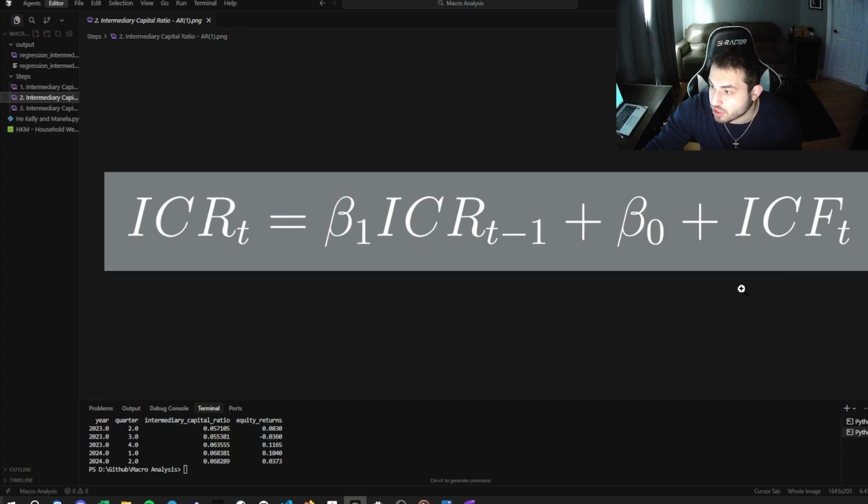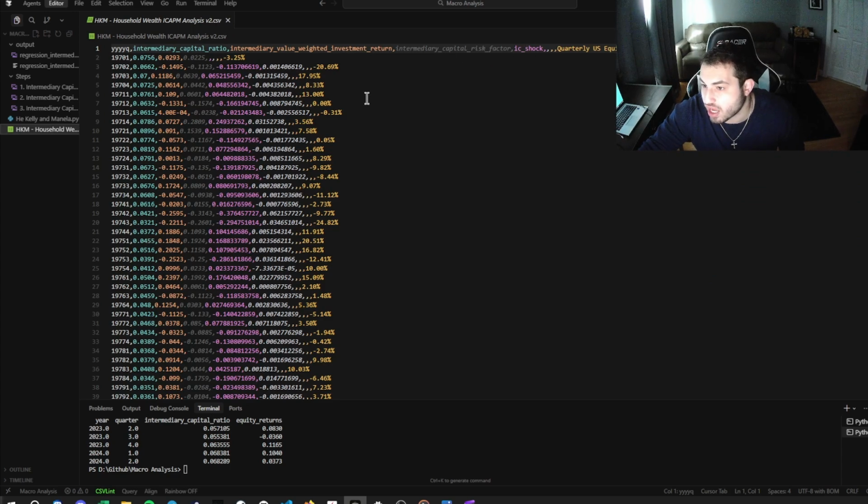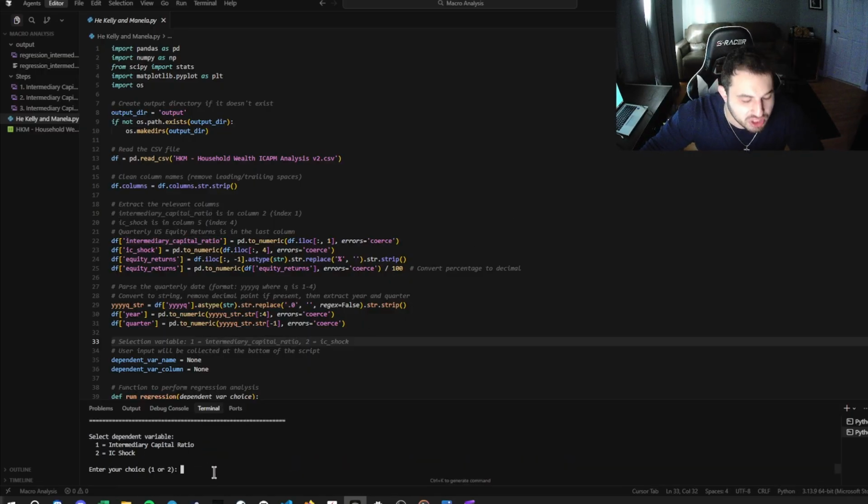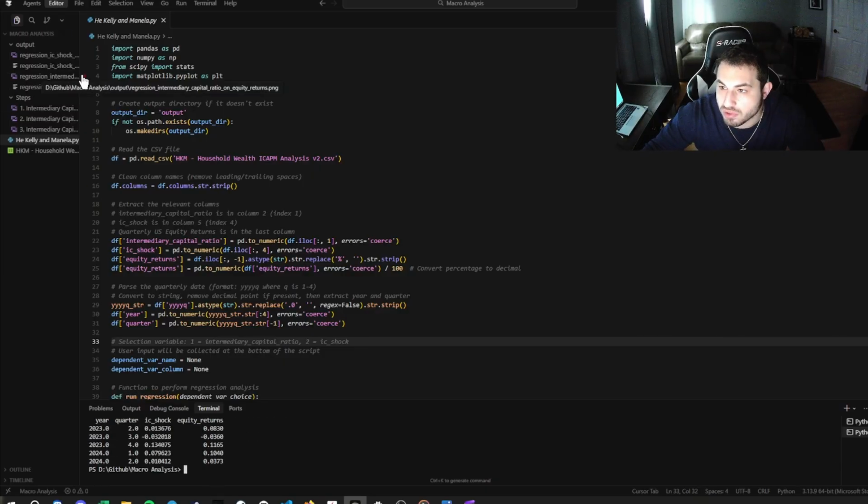And this error term, this right here is an error term that I've labeled ICF. What does ICF mean? ICF is an intermediary capital factor. That is how we're constructing the factor, right? And what that does is it isolates all the changes in intermediary capital ratio that isn't explained by the previous intermediary capital ratio, the ratio the day before. So I already have that set up, the IC shock. So if we go here, we run the script again. And now this time we run the IC shock. And then we generate that regression output.